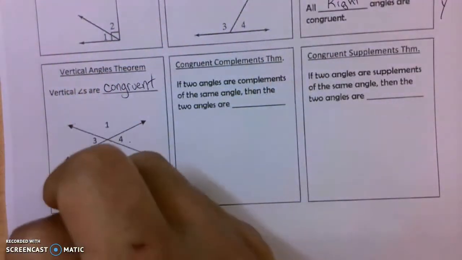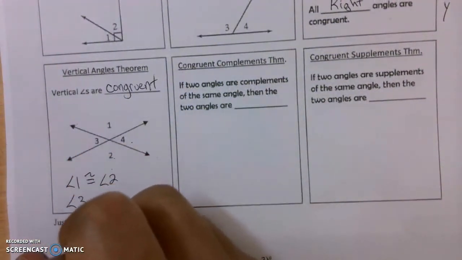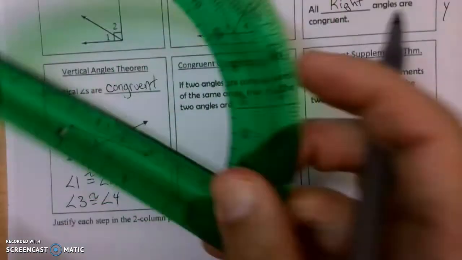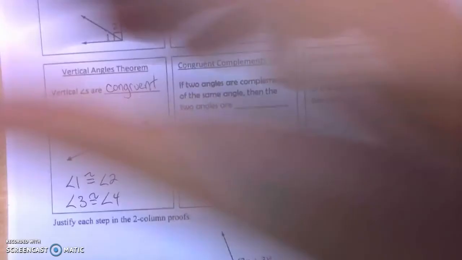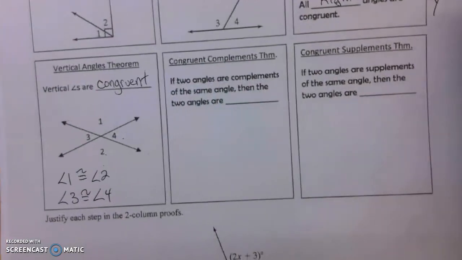So in this picture, angle 1 is flat out equal to angle 2. Angle 3 would also be equal to angle 4. If I took a protractor and actually measured angle 1 and angle 2, they have to be congruent. There's no way they would not be.